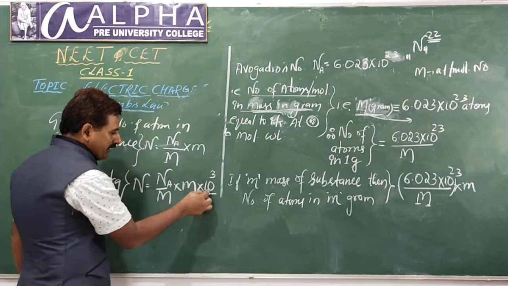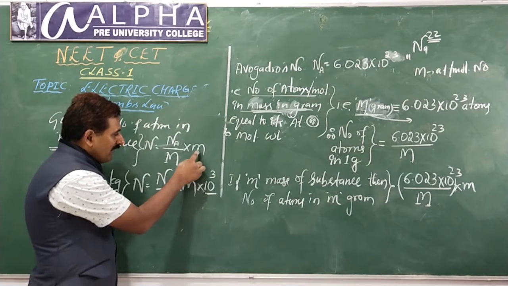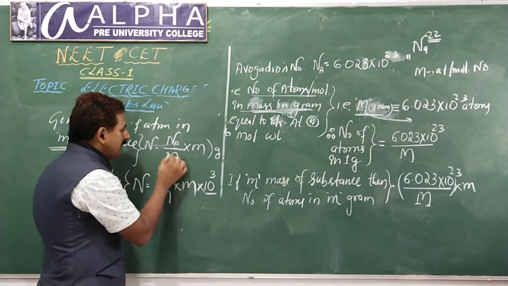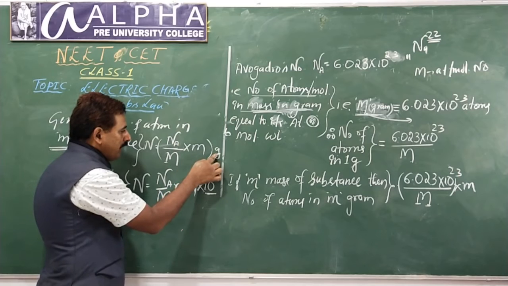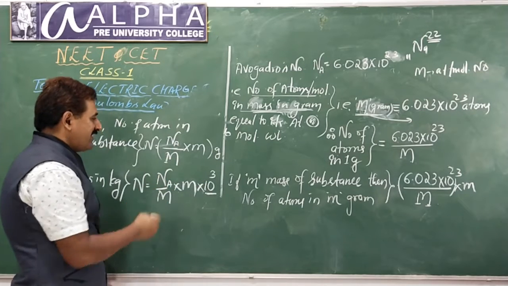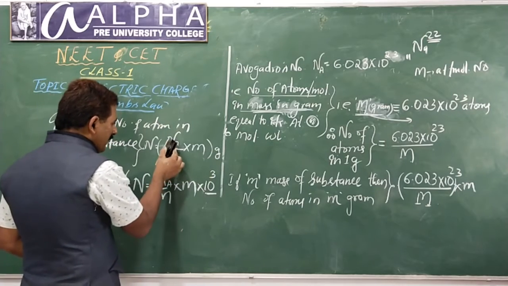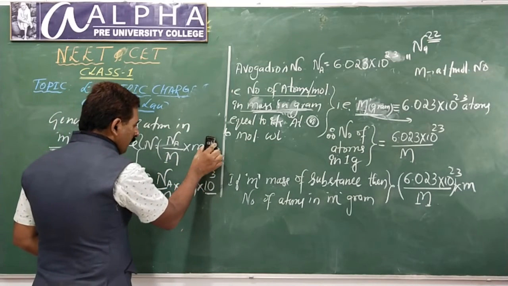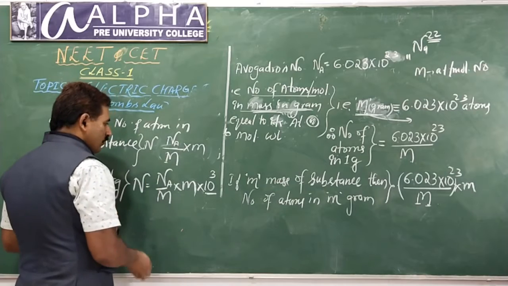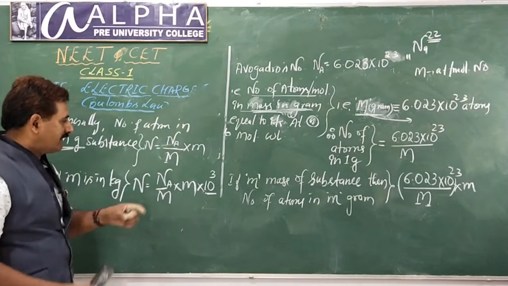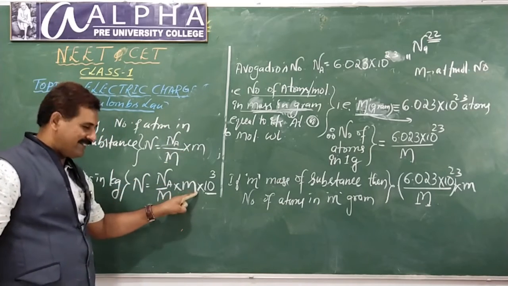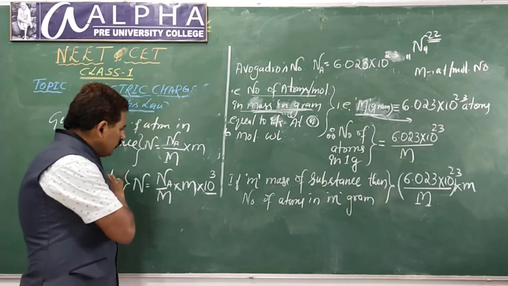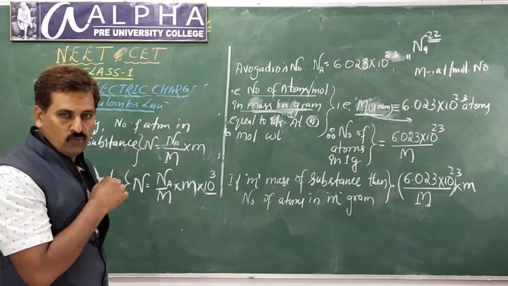If I write 10 power 3 in kg, and if I write just mass m, this is in gram. This is the number of atoms in gram. Don't read it as G into G. It's Na by M into m gram. I'll remove this to avoid confusion. This is the number of atoms in gram and this is in kg. Remember this formula. You will use it whenever required throughout this year.